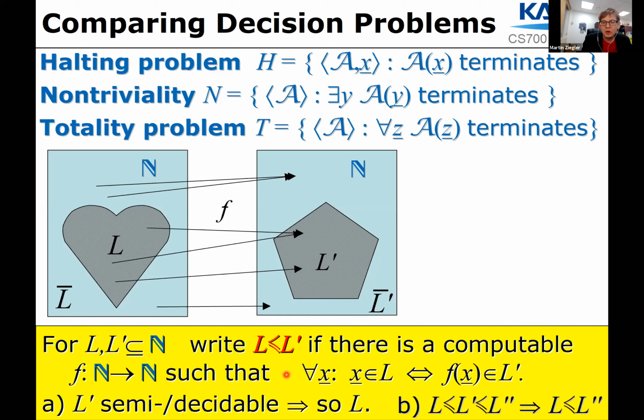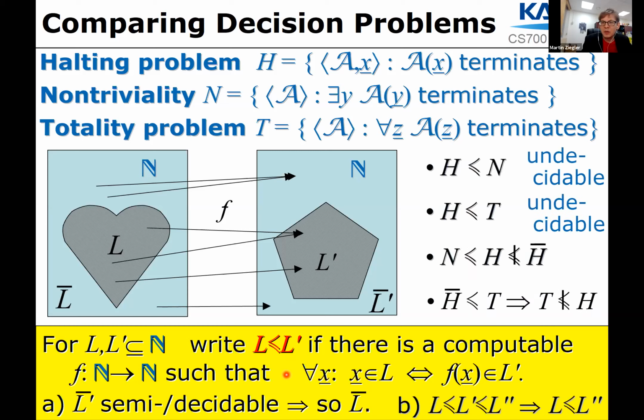And furthermore, for a partial order, of course, we want it to be transitive. So it's transitive, it's obviously reflexive, but it's not necessarily antisymmetric. And using this notion of reduction, we have been able to compare the above problems and in particular to establish which of them can be reduced to which ones and which, interestingly, cannot.